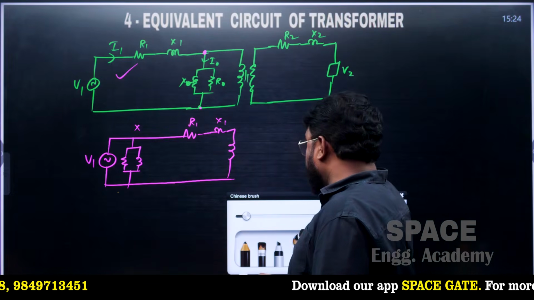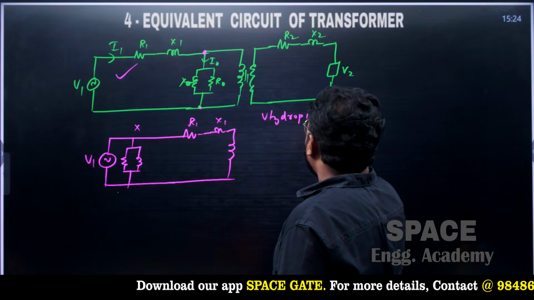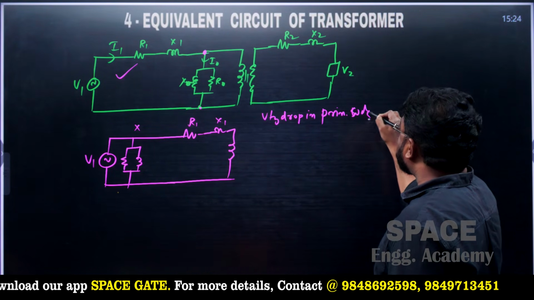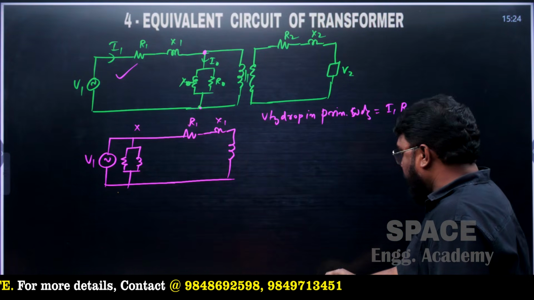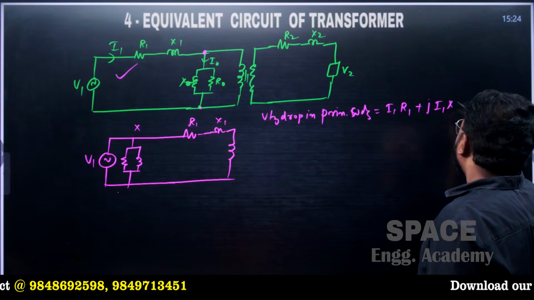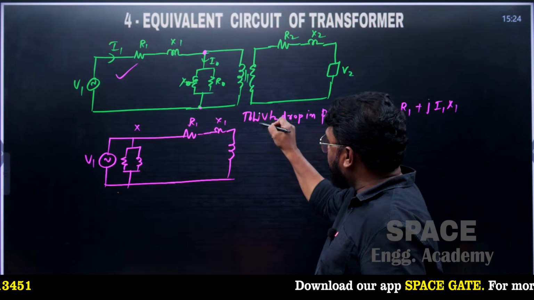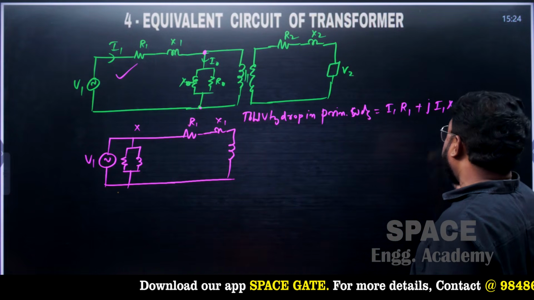This is an important question to solve. How do we do it? See, the voltage drop in the primary winding of the transformer is equal to I1 R1 plus j I1 X1. Total voltage drop in the primary winding is equal to I1 R1 plus j I1 X1.